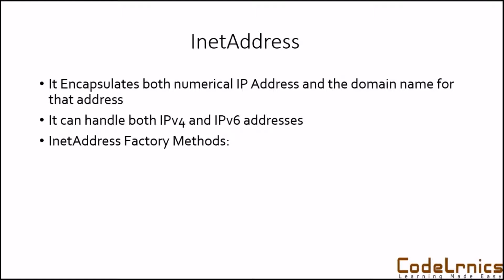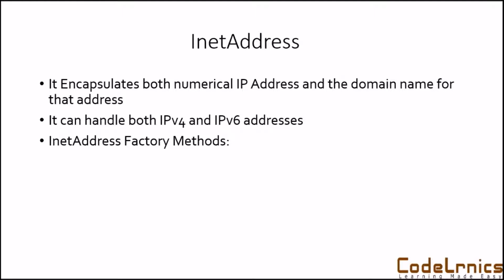What is a factory method? Basically, a factory method is merely a convention. You have some static methods and you just call those static methods to return a class instance. That's all. These are the factory methods. The InetAddress class basically defines three factory methods which we are going to use.